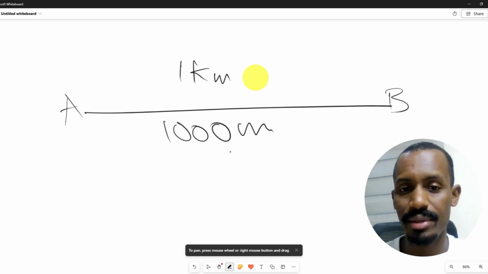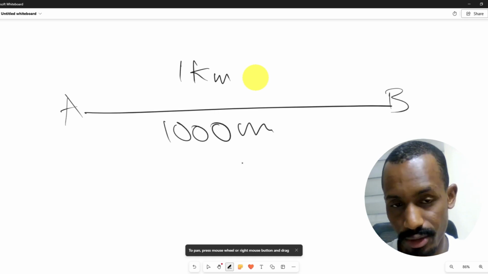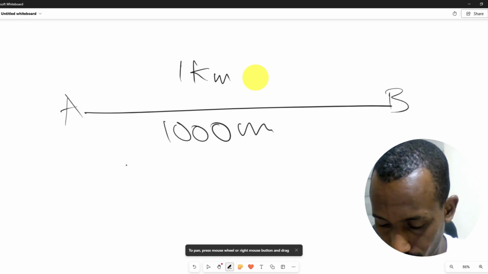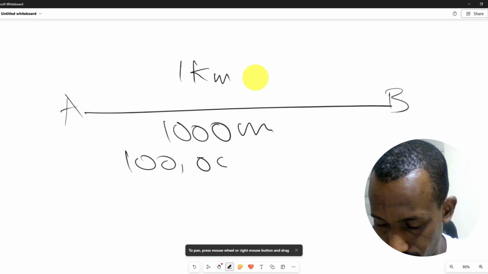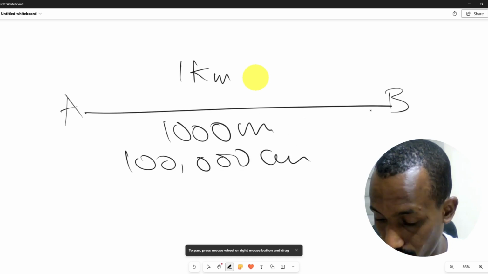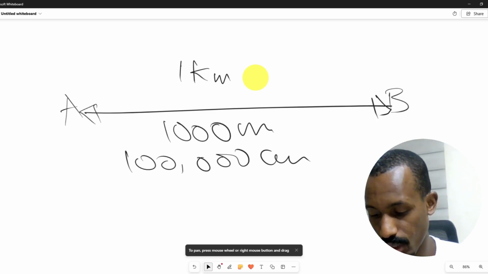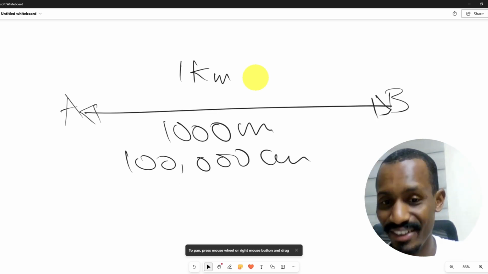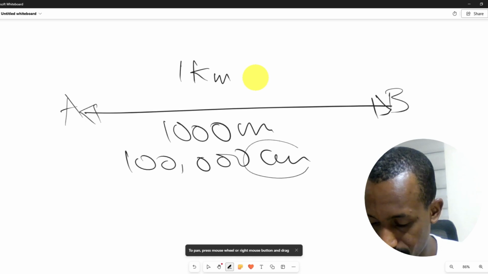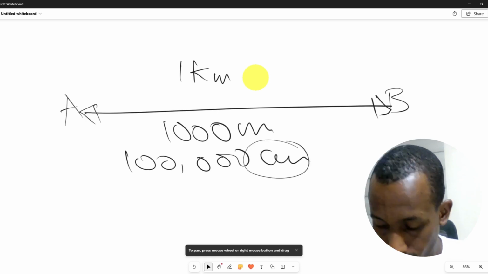Maybe you don't like meters, you like centimeters. Then you add another 3 zeros, because 100,000 centimeters makes 1 kilometer. We are all referring to the same distance. Nothing has changed. It's not that because you use 100,000, the distance will be longer. No, this is because we are using a smaller unit. The smaller we go, the more zeros.